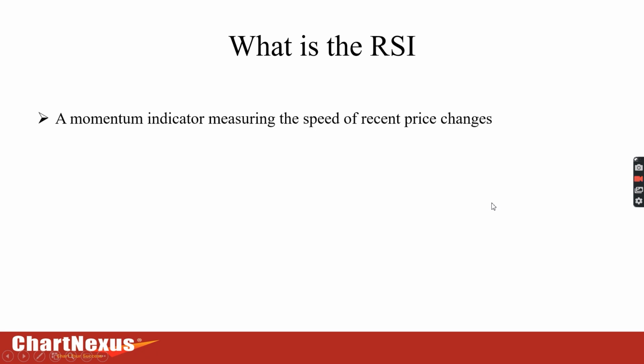So an RSI is basically a momentum indicator that measures the speed of recent price changes. So what this means is that if you see the RSI starts to point upwards and starts to trend upwards, it is telling you that the momentum of the price is upwards, meaning that the price is increasing and increasing. And if you see that the RSI indicator is pointing downwards and moving down, it's telling you that the momentum is on the bearish side, meaning the price is likely to continue to go down.